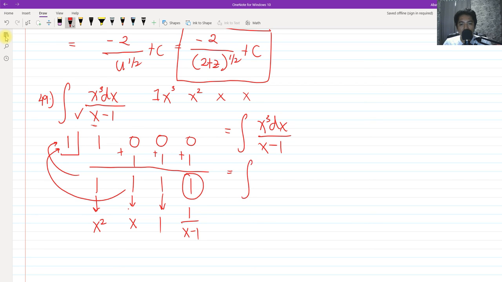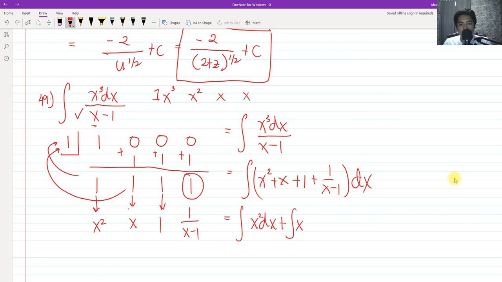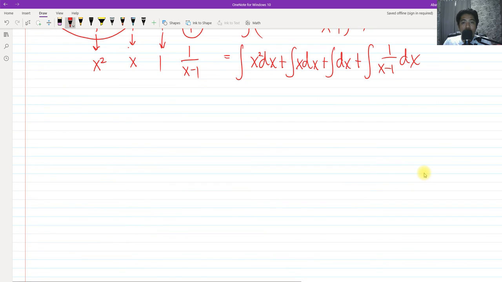So we can rewrite this as x squared plus x plus 1 plus 1 all over x minus 1. That's how we are going to rewrite this. After rewriting that, we can now separate. We all know that we can rewrite this as the integral of x squared dx plus integral of x dx plus integral of dx plus integral of 1 all over x minus 1 dx. So that would be our integral.